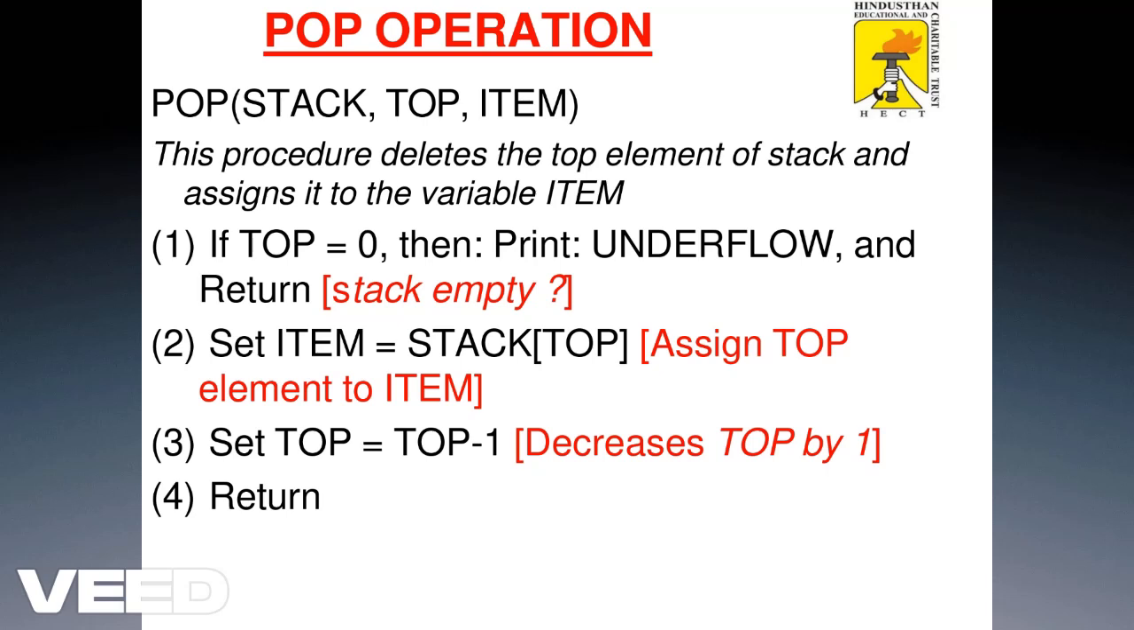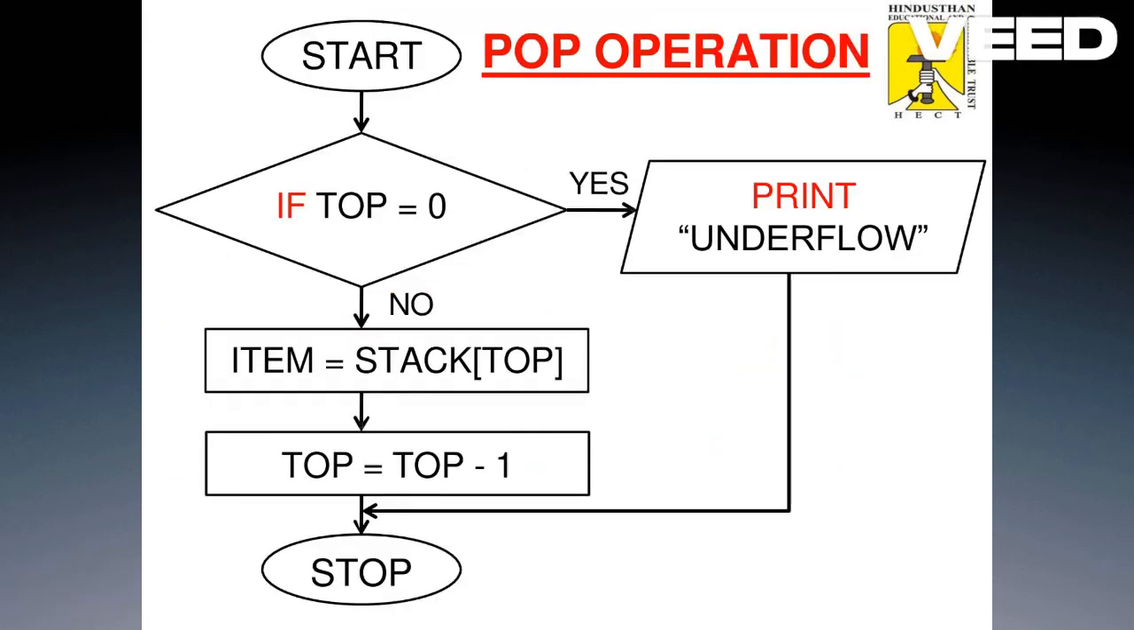Next, we are seeing the pop operation, which is a deletion operation. If top equal to 0, then we print underflow. Otherwise, item equal to stack of top, and top equal to top minus 1. So in push, first we increase the pointer value. In delete, first we take the value and then decrease the pointer. So this is the flowchart for the pop operation.